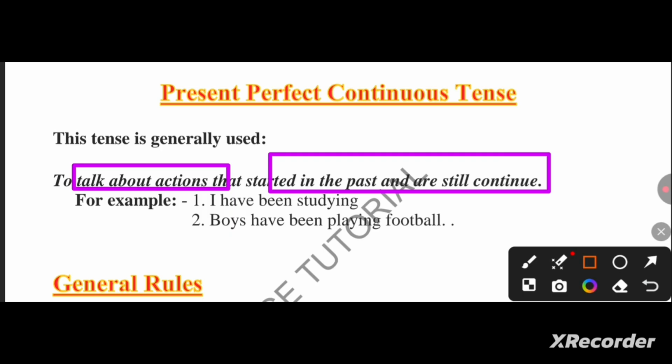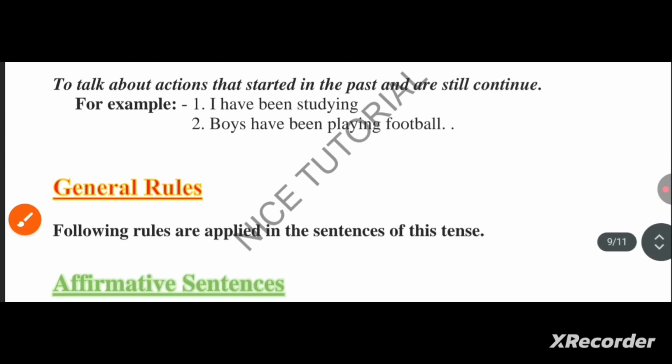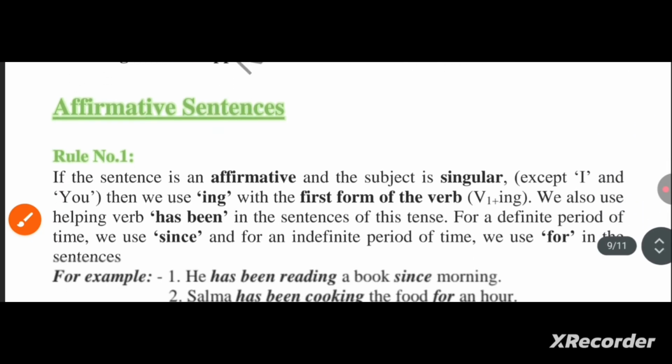We are not sure about when the boys started playing, but when we are using this sentence, we come to know that this action has been started earlier, but it is still going on. These are some of the rules which we have to follow.